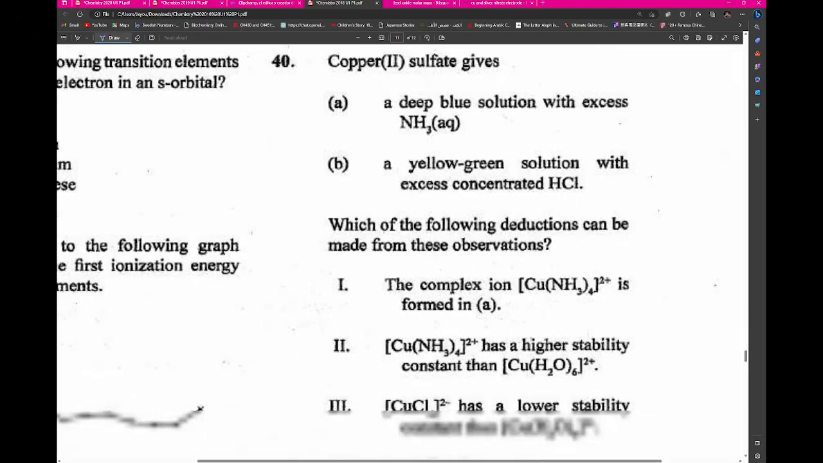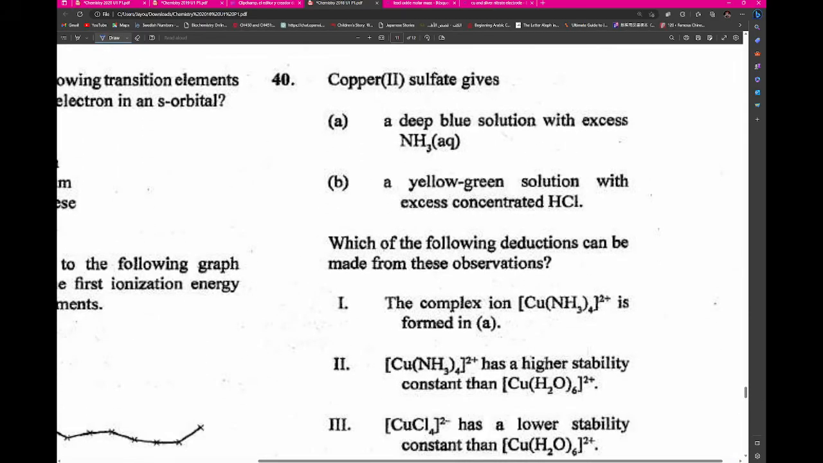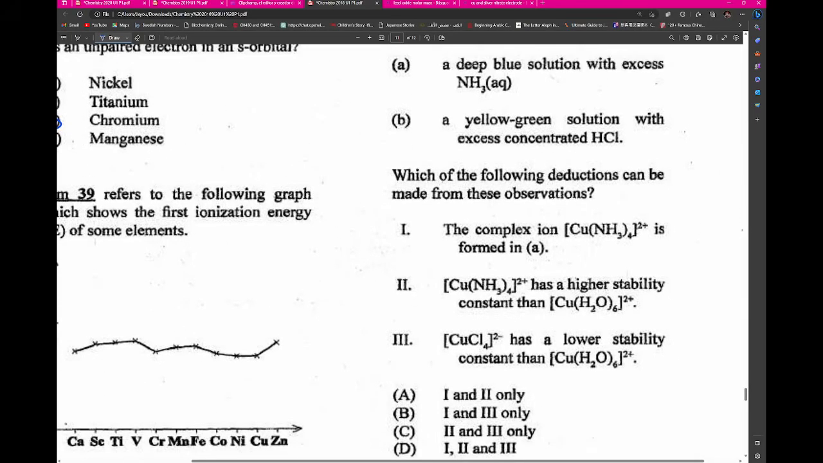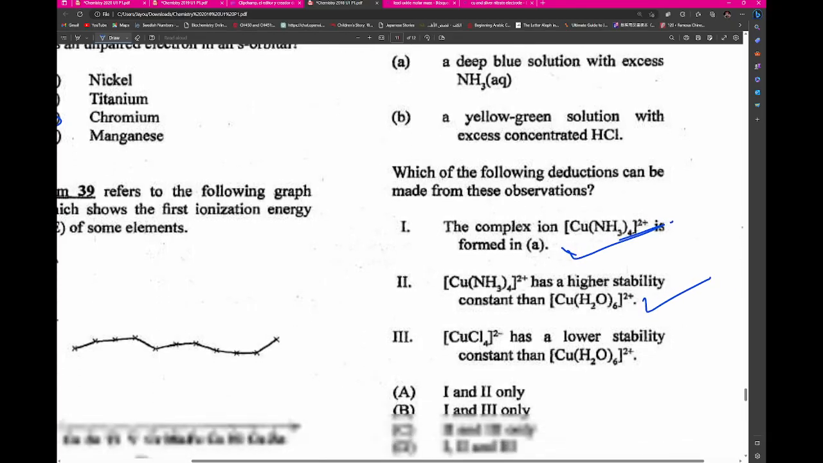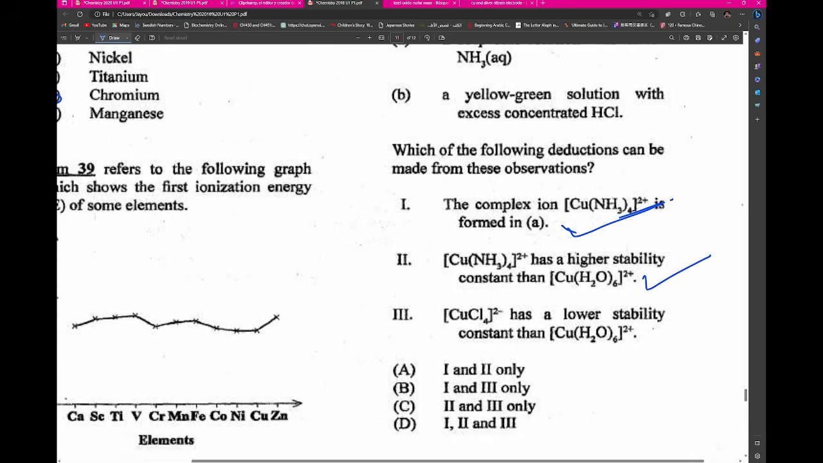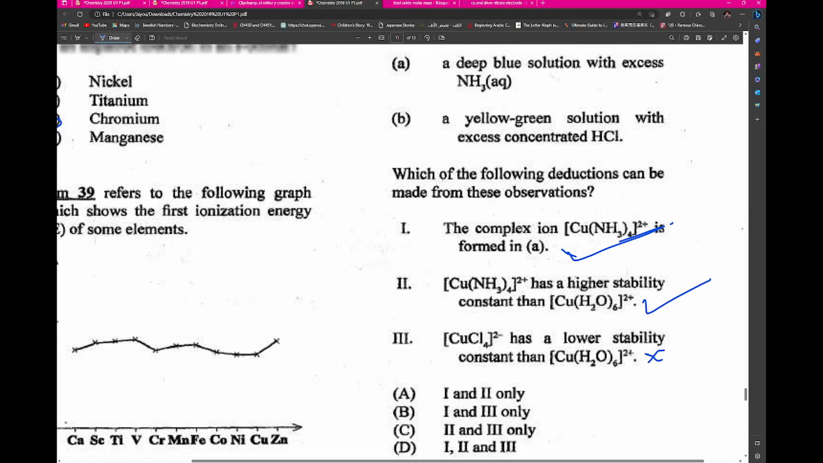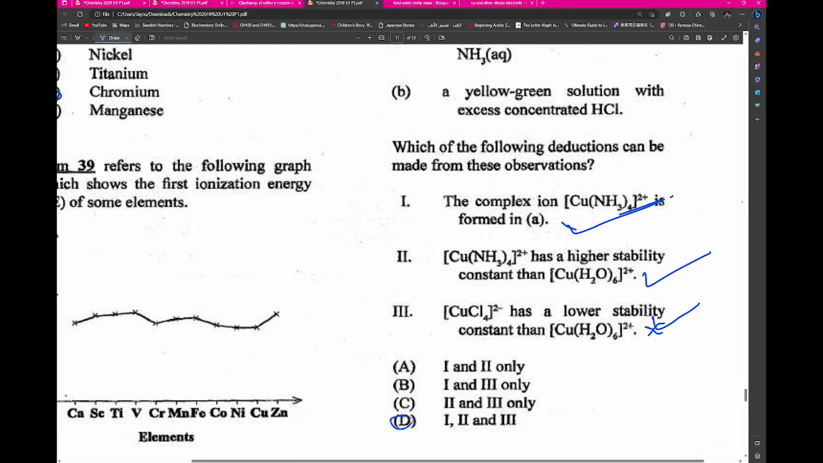Copper sulfate gives this. Alright, so a deep blue solution forms a complex there, and a yellow-green solution with that, in excess concentration. So which of the following deductions can we make? We're saying here that this complex is formed, with higher stability than that of the water, right? And has a lower stability of... No, 1 and 2. Because if this is formed, wait, hold on. No, this would be true as well. Right, because if this is formed, this would be the deep blue.